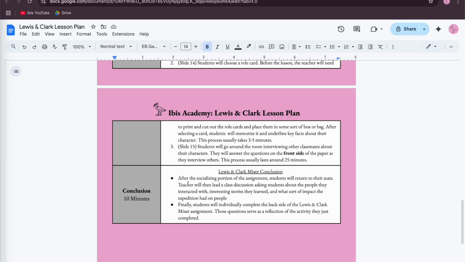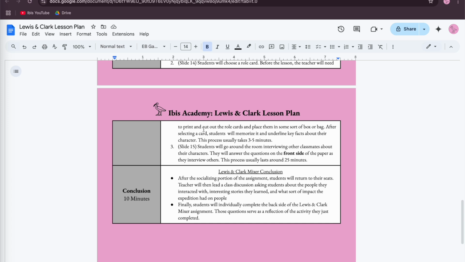Then the teacher is going to lead a class discussion, and I leave it pretty open-ended, but I like to usually ask students what they thought, how they interacted with people, interesting stories they had heard or learned, and maybe if there was an impact that a certain person or group of people had on Lewis and Clark, or vice versa, as that's the main idea with this lesson.